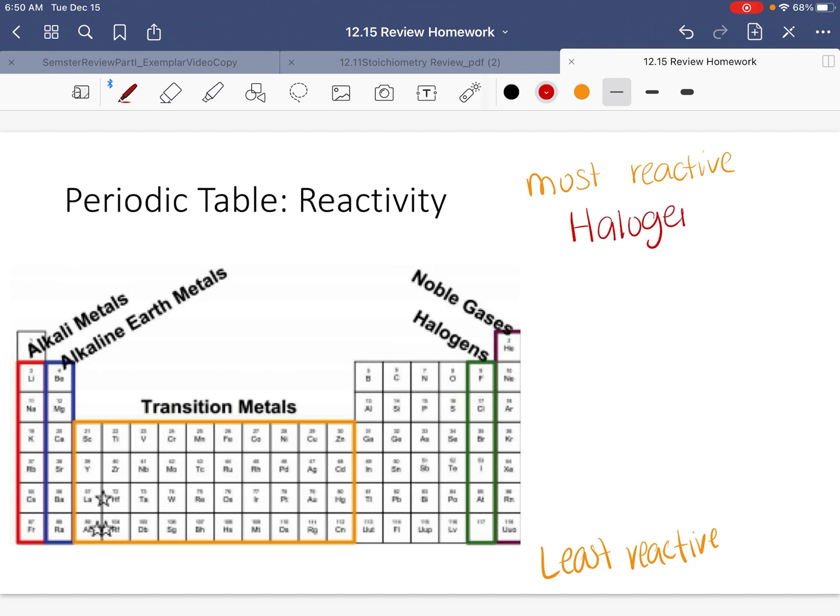So halogens are most reactive because they have 7 valence electrons. They need one more. So they really, really are hungry for that last one. You have your halogens. Then after that, the ones that would be most reactive would be your alkali metals. They only have one, so they want to get rid of it. After there, you have your alkali earth metals.